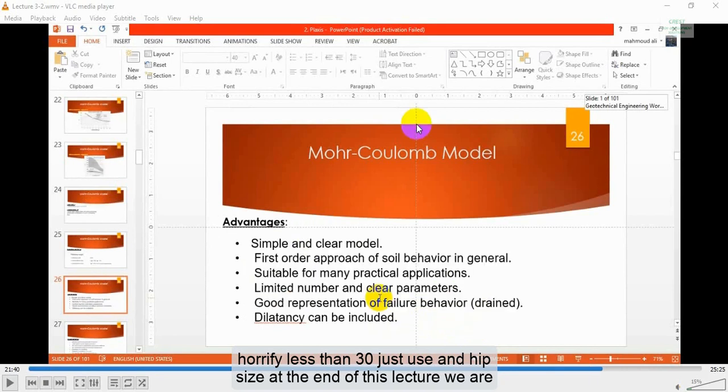At the end of this lecture, we are going to discuss the advantages and disadvantages of the Mohr-Coulomb constitutive model. First, we will start with the advantages. Mohr-Coulomb is a very simple and clear model. It is suitable for many practical applications. It has a limited number of clear parameters that can be easily obtained from any laboratory or field soil testing. It is a good representative of the failure behavior, especially in case of drained condition. It can include dilation.